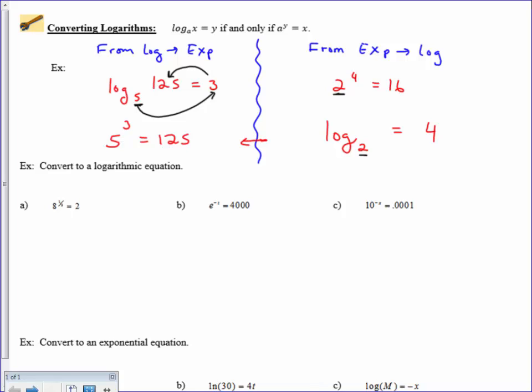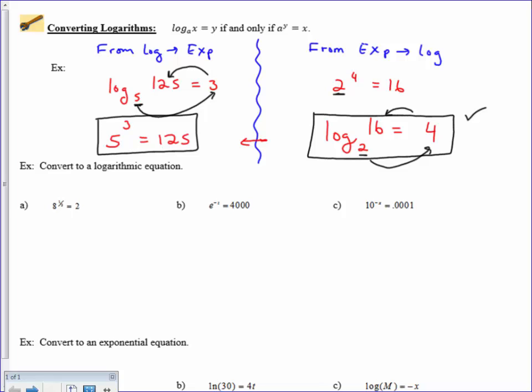The result is 16. The result will always be the argument of my log, and I can double check myself by making the circle that I did before. Base 2 to the fourth power equals 16, and so I know that this is correct. Okay, so converting, this would be the new exponential equation instead of a log equation, and this would be my new log equation instead of the exponential.